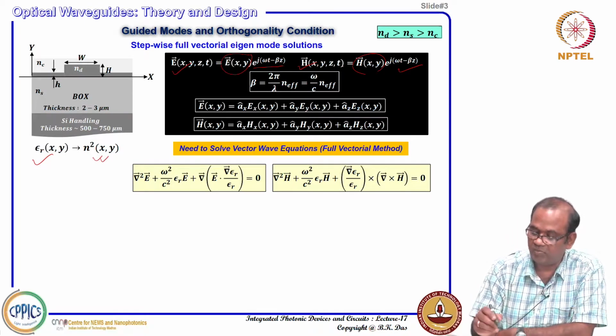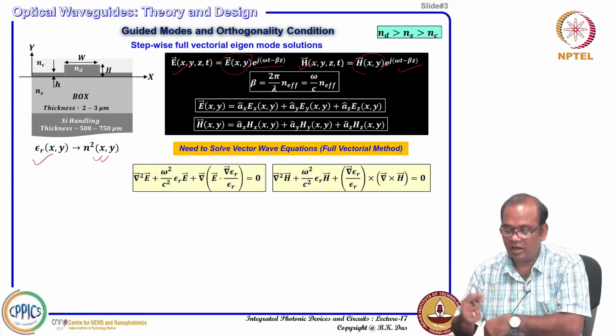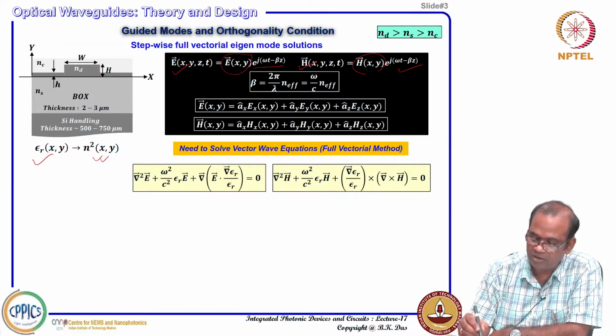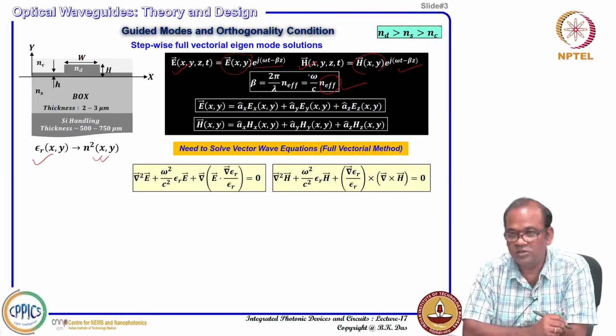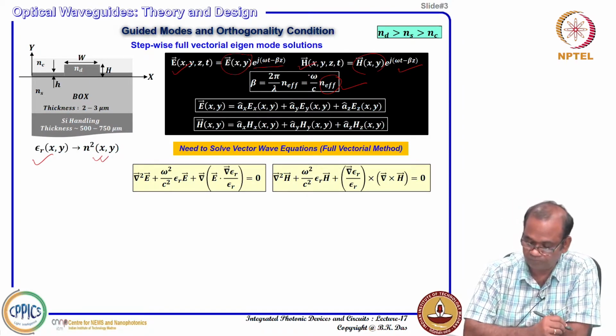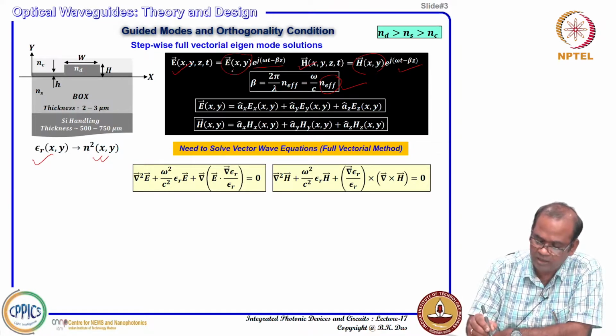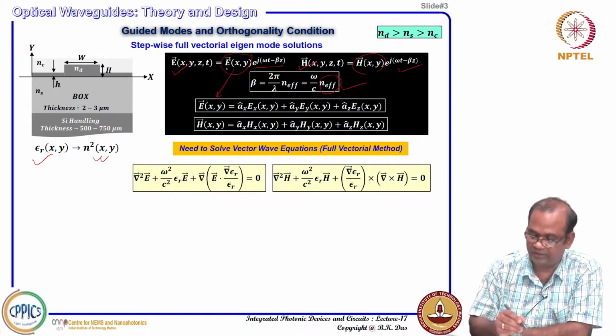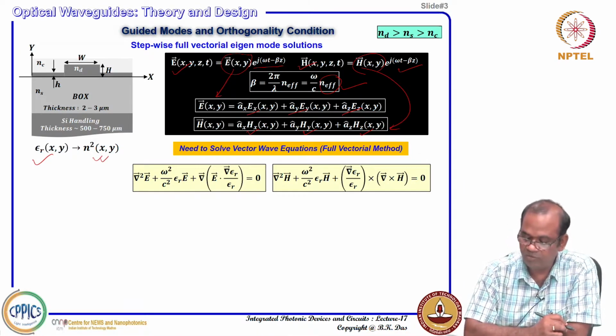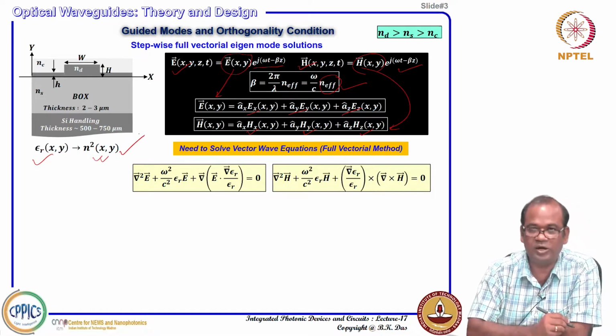That means this electric field and that magnetic field are coupled to each other, and that is how it will be guided along the z direction, where beta is defined by 2 pi by lambda n effective, or omega by c n effective. Our first intention is to find this n effective, the effective index of a guided mode, and then the x y dependent electric field profile. That is a vector field, which can have x, y and z components. Likewise, the magnetic field will have x, y and z components. So all these 6 components need to be solved for a given refractive index profile.